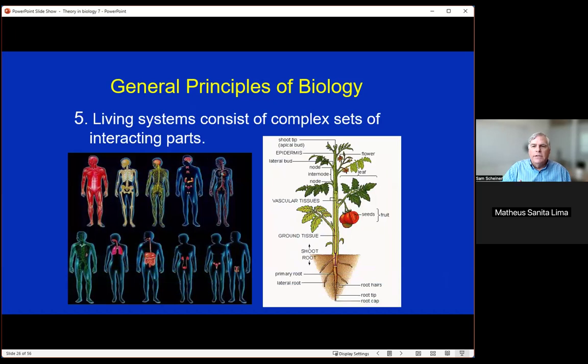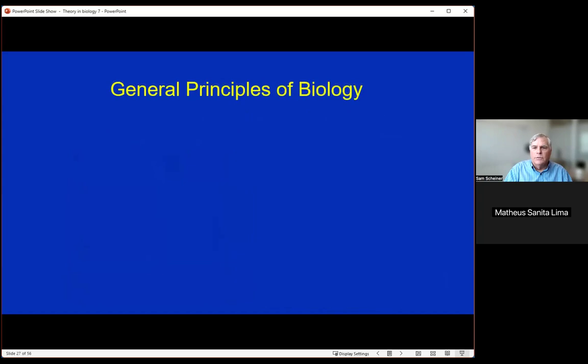But then living systems consist of complex sets of interacting parts. Certainly, humans and mammals have all kinds of different systems, skeletal, circulatory, and so on. But even the most simple single-celled bacterium or archaeon has DNA molecules, ribosomes, and proteins, and they might have substructures within them. So it doesn't really matter if you're talking about individual cells or whole organisms or ecosystems. You've got these complex systems of interacting parts.